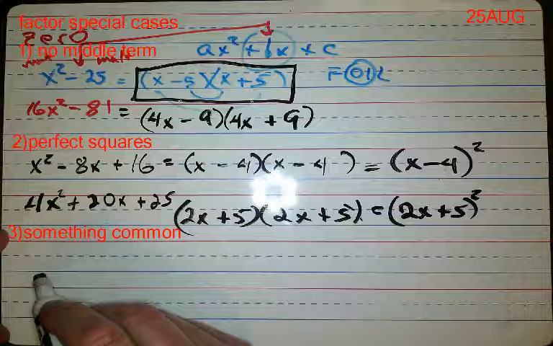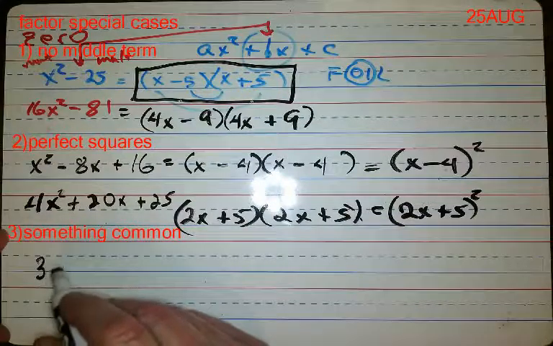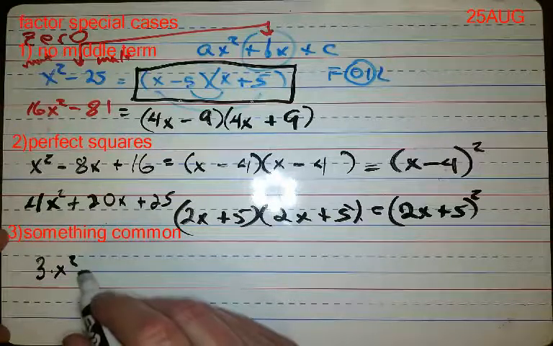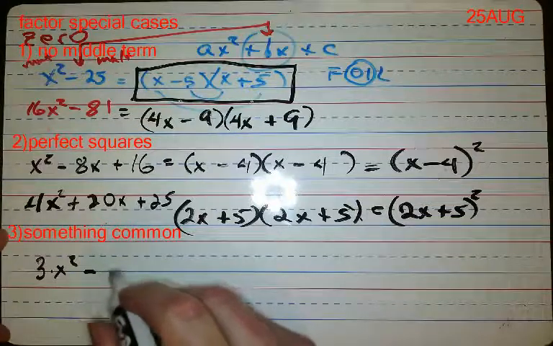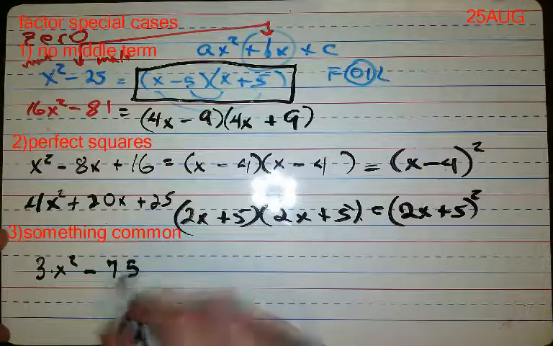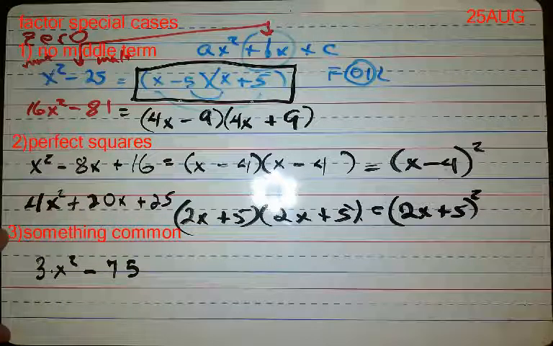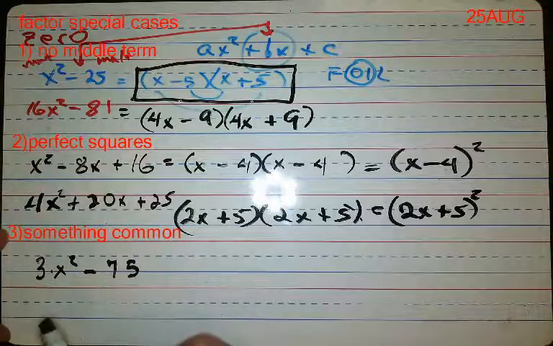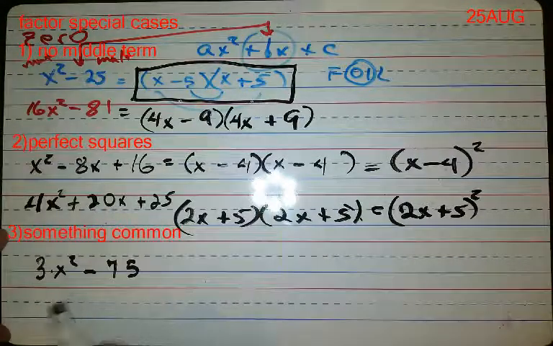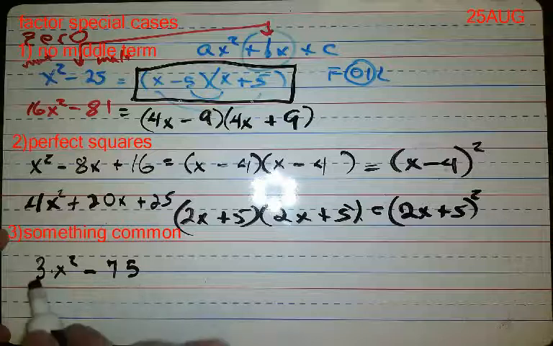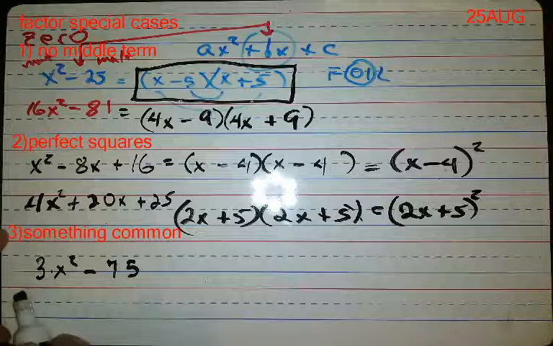Well, I could have, let's try, 3x squared minus 75. All right. So if something is common, this still doesn't have a middle term, does it? So we know something's going on. It's going to look very similar to that. But there's a number that's common because I can divide 75 by 3 and I can divide 3 by 3.